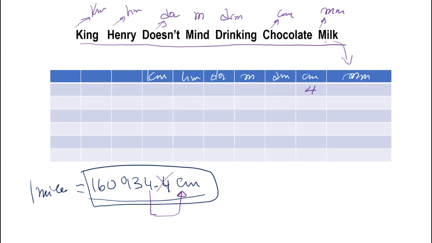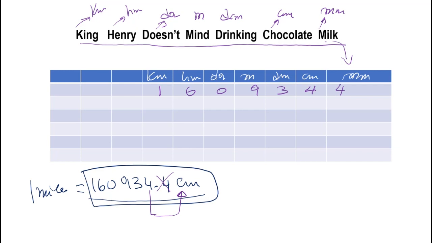That means the first digit of the whole number, 160,934, is 4. I put the 4. The first digit of the whole number goes to the unit. What is on the left goes to the left. What is on the right goes to the right. To the right we have 4. To the left we have 3, then we have 9, we have 0, we have 6, we have 1. This is how we plug the numbers into this table.